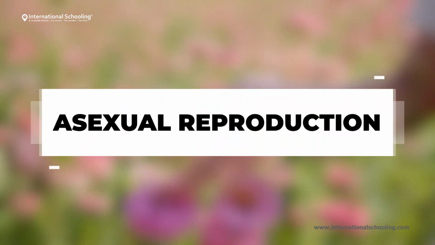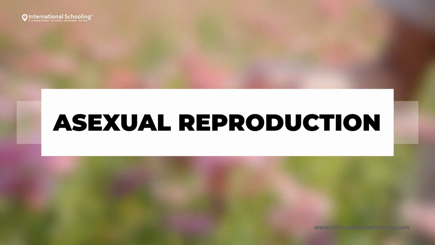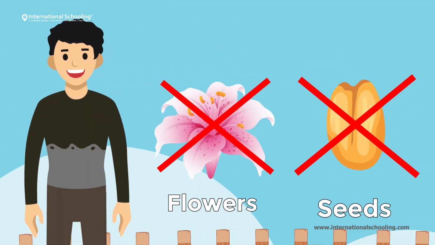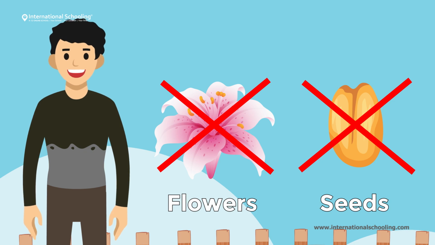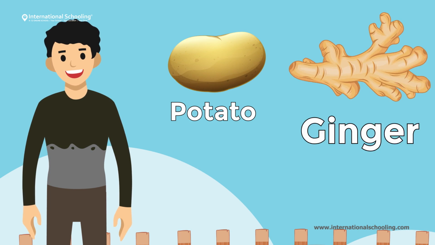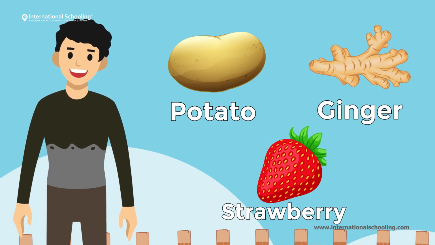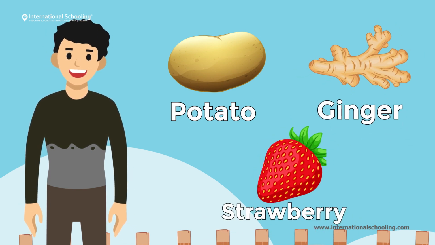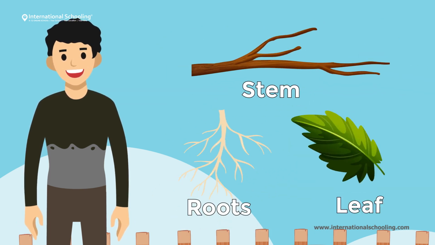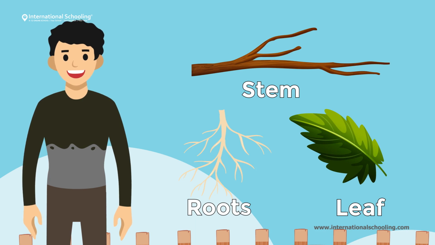Now, let's move on to the second chapter, asexual reproduction. This is where plants can reproduce without flowers or seeds. It's like a shortcut to creating new plants. Plants like potatoes, ginger, and strawberries can reproduce through asexual reproduction. They use parts like stems, roots, or leaves to grow new plants.